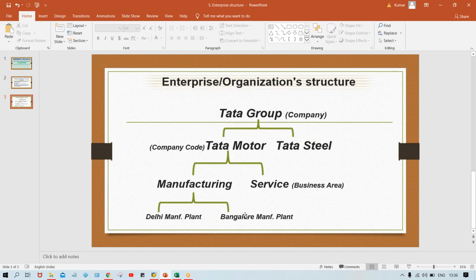Tata Motor employees, let's suppose earlier, just assume that they were using registers and all. Now after this configuration, after this implementation, what will happen? These people will be able to use SAP, which is an ERP, a software, to post their transactions, right? So we'll do one thing. Let me draw a picture on this Excel sheet and then I'll explain further.